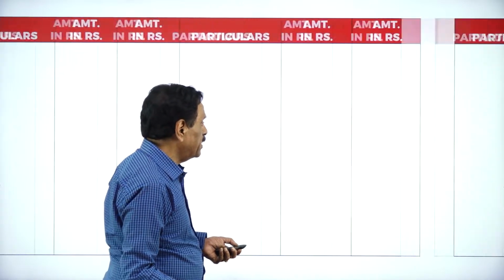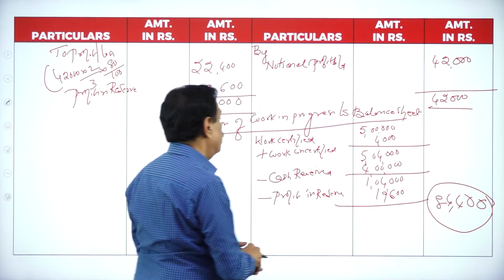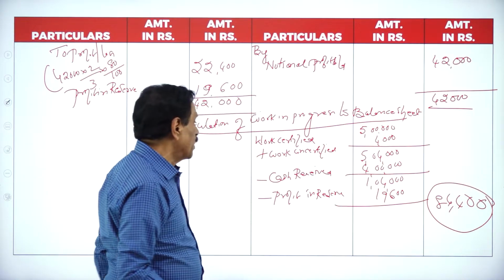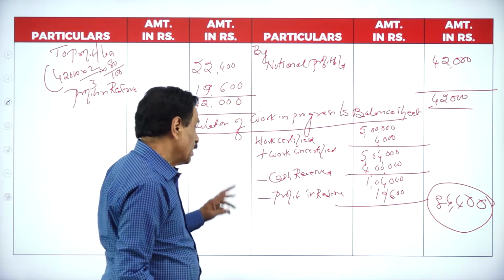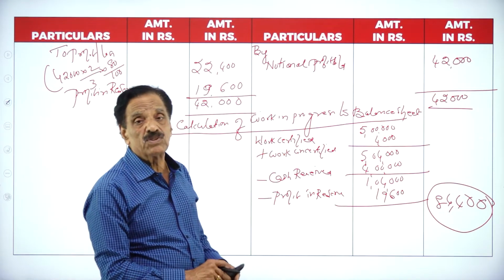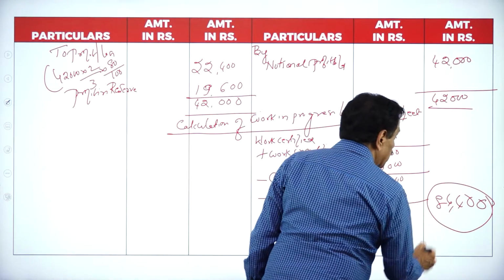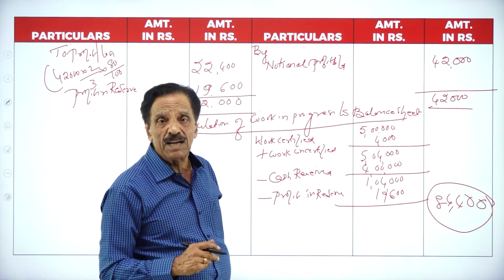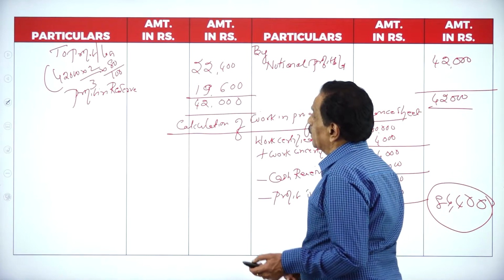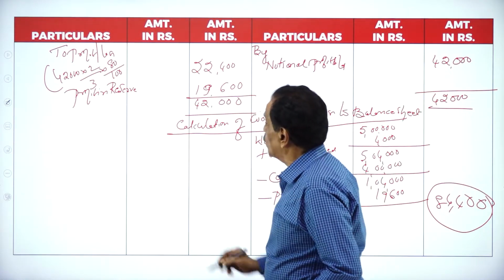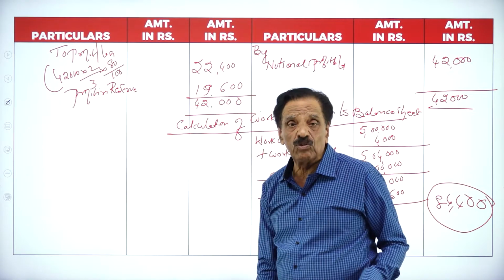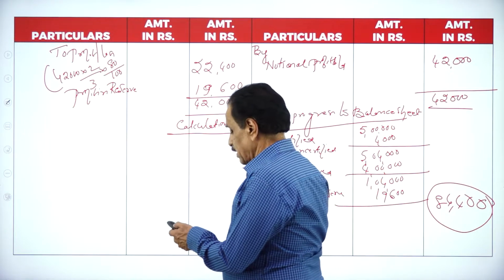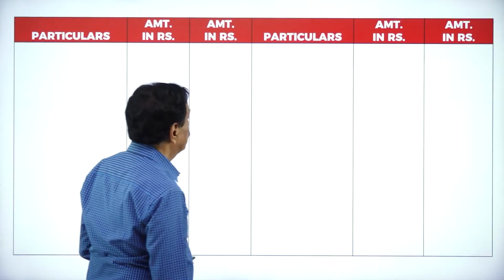Regarding the work in progress, what's your work certified? 5 lakh. Add work uncertified 4,000, it becomes 5 lakh 4,000, minus cash received 4 lakh, minus profit in reserve 19,600. So your work in progress is 84,400. That is going to appear on the asset side of the balance sheet. Here your notional profit is 42,000. 2/3 of this is 22,400. How much is left over? 19,600. Then I'll tell you how it appears in the balance sheet.